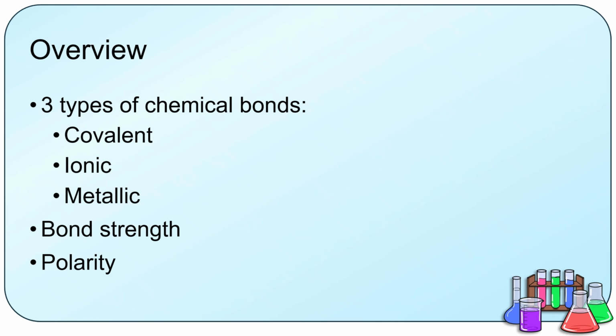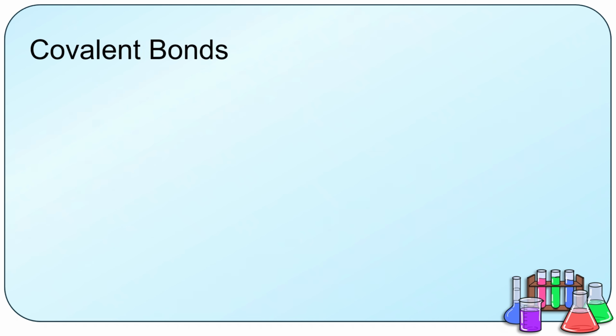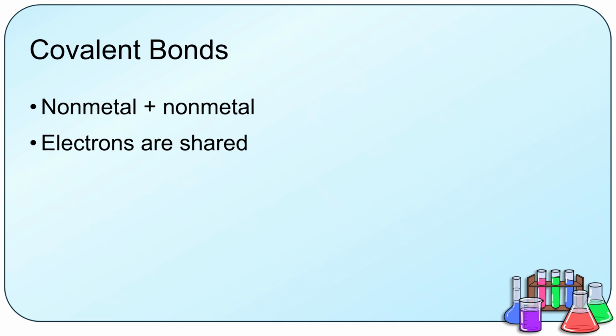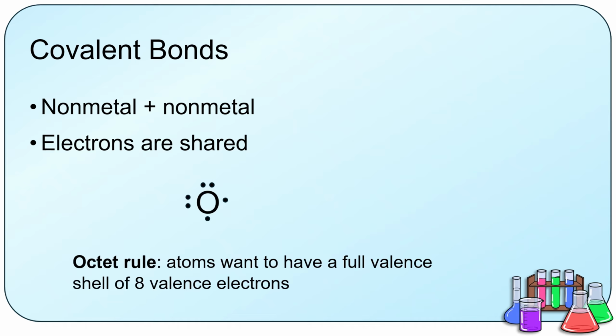The first type of chemical bond we'll talk about is covalent bonds. Covalent bonds form when two nonmetals bond together. In covalent bonds, electrons are shared. Here's what that means. This is an oxygen atom. It has 6 valence electrons. According to the octet rule, atoms want to have a full shell of 8 valence electrons, so oxygen wants 2 more valence electrons. If there's another atom nearby, another oxygen for example, they can share these lone electrons.